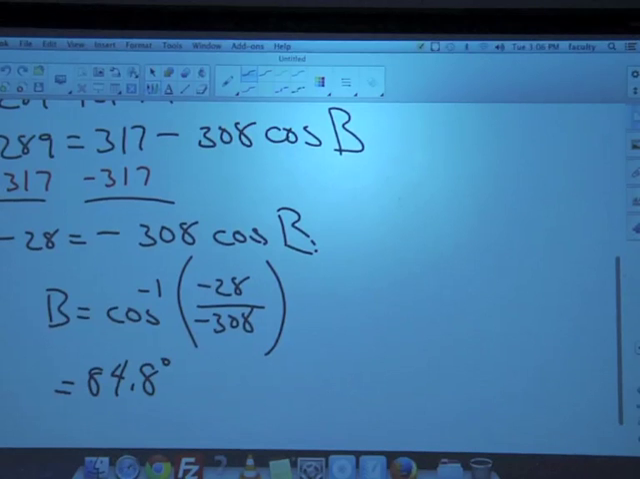Now the thing about a law of cosines question is you only have to use law of cosines one time. Because now we have an angle-side pair. We have B and B, right? And so now we can find the other information by using law of sines. For this one, it doesn't matter which one you do next.